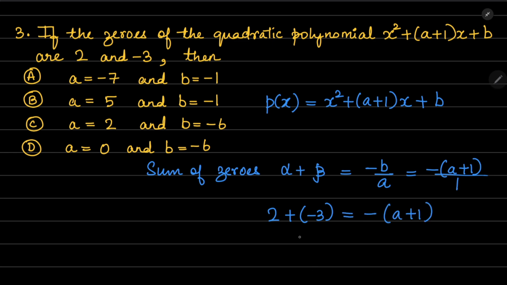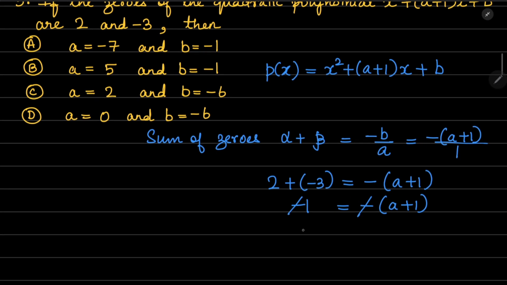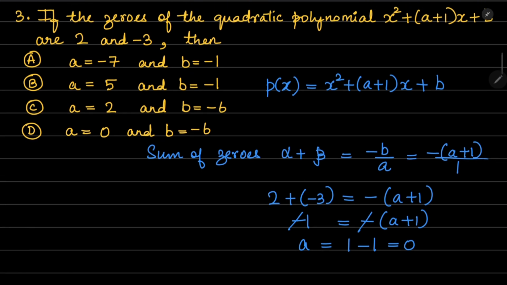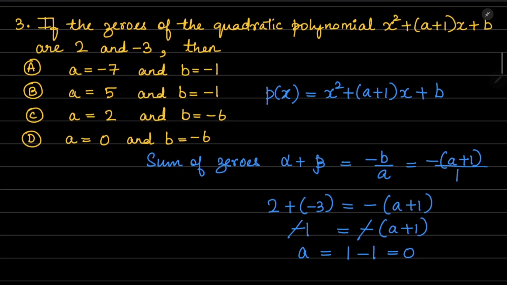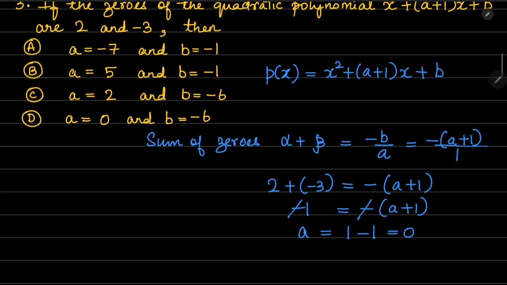What is 2 minus 3? It is minus 1, equal to minus of (a plus 1), right? So minus and minus get cancelled. a will be equal to 1 minus 1, which is 0. So the value of a that we are getting is 0. With this itself you would have found the answer is option D, but let us do the other part as well.